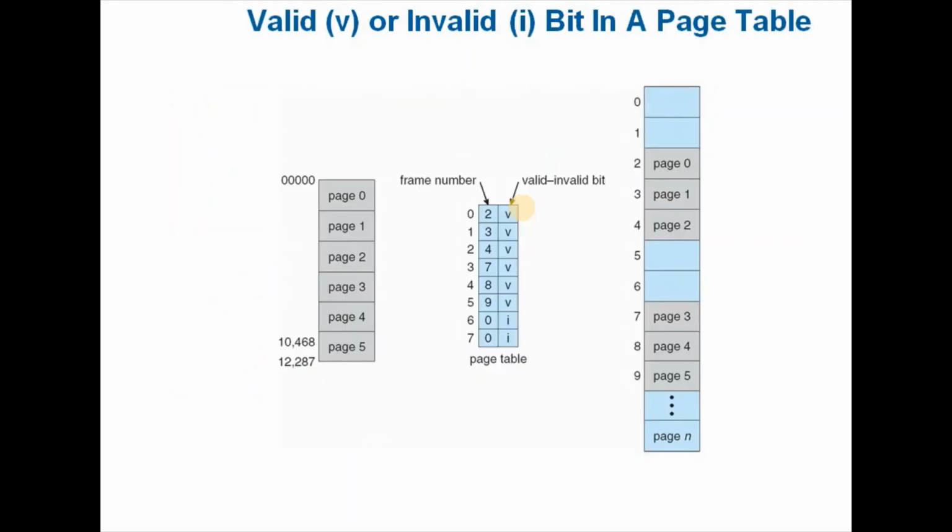For the valid or invalid bit, we can see from here that for page 0, the corresponding frame number is 2 and it is a valid bit, so that particular process can access that frame. And here we can see that for page 6 it is invalid, so that particular process cannot access that page or frame in the primary memory.